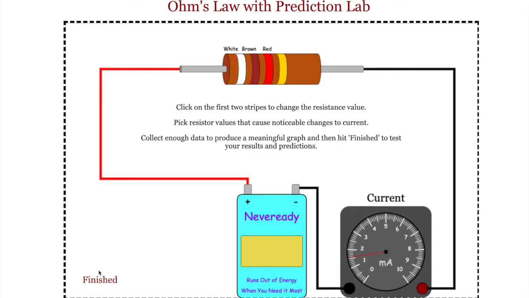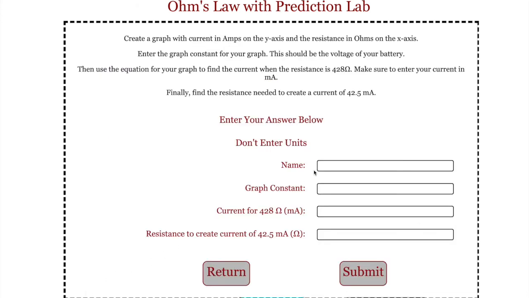Okay, once they are done and they've made their graph and they've got their equation, they should come back to where it says finished. They should put in their name. They should put in their graph constant, which is the voltage of the battery.